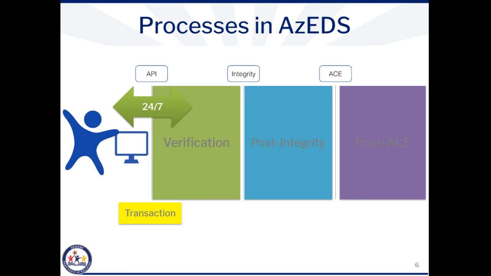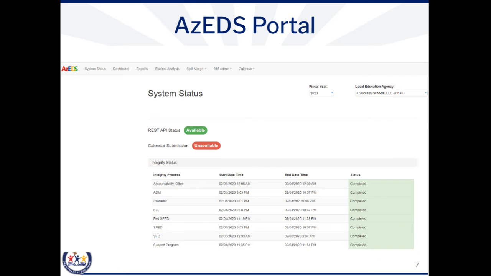The AZEDS process. AZEDS is available for your student information system to communicate 24/7. Integrity runs every single night against the data that has landed in AZEDS. Shortly after integrity is complete, ACE, or the ADM calculation engine, runs. You can see that the status is complete by logging into the AZEDS portal under System Status, and you can see the different integrity types have completed for the night.